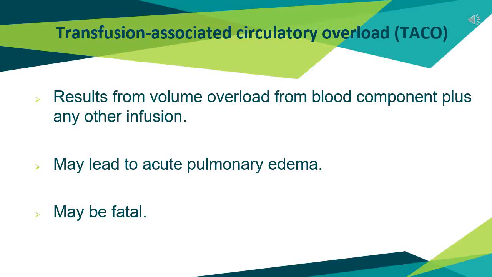Transfusion-associated circulatory overload (TACO). Transfusion-associated circulatory overload occurs when the volume of the transfused blood component and that of any other infusion cause excess fluid in the circulation, known as circulatory or volume overload. This may lead to acute pulmonary edema, and that may be fatal.